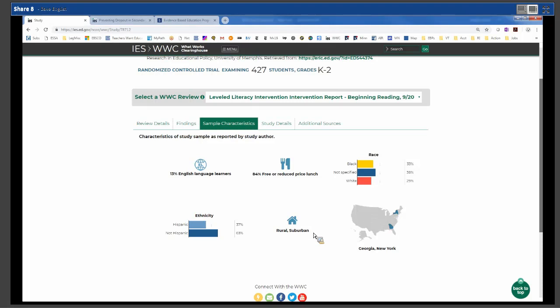Similarly, you can see that it's rural and suburban. So if you're an urban school district, you immediately know right now that this particular study is not going to qualify for Tier 1 because you're not going to have both population and setting overlap. But maybe another study will have that. So you may qualify for Tier 1 based on some other study, but you're not going to qualify for Tier 1 based on this study. All right?